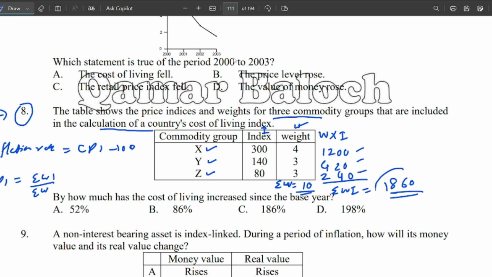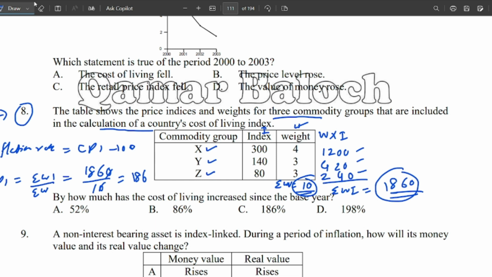So now we can put this value into the formula. Sum of weighted index is 1860, and sum of weights is 10, so divided by 10. Let me make it clear. So this is 1860 divided by 10. So we can cancel out 0 with 0. So CPI will be 186.